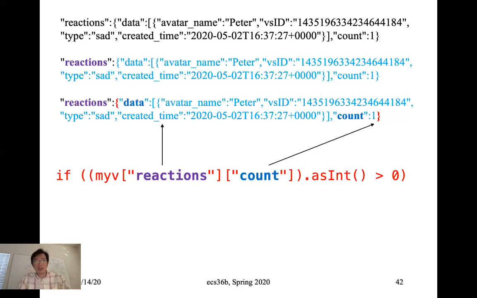Anybody want to give a guess? Wouldn't it be reaction, I mean, might be reactions data VSID? Almost right. My v reaction data 0, and then VSID, because data is an array, and that's the first element of it. So it's going to be my v reaction data 0, and then VSID. Then you can get to that string. So you can see that it's not that bad, right?